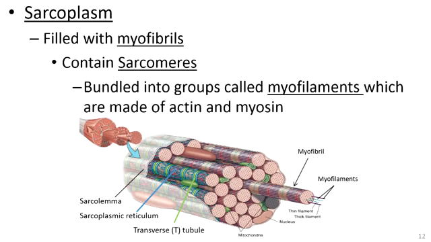Okay, so the sarcomeres are bundled into groups called myofilaments. Myo, as you remember, means muscle, and filament, I think you know what that means, some sort of small thread-like thing. And these are actually made of two proteins. One's called actin and one is called myosin.